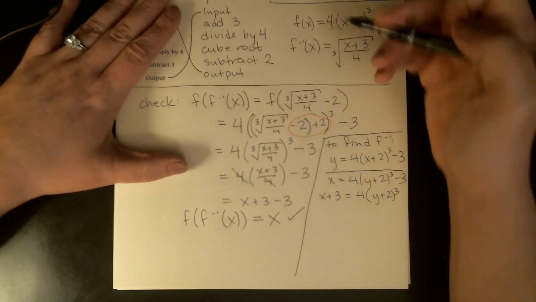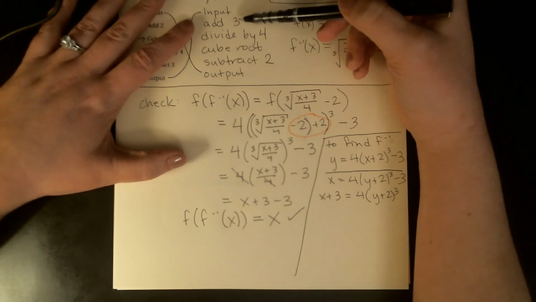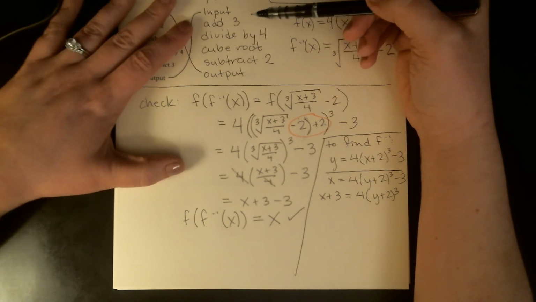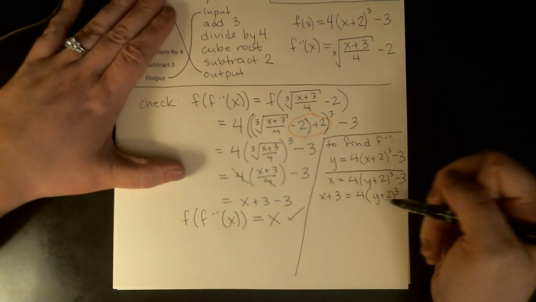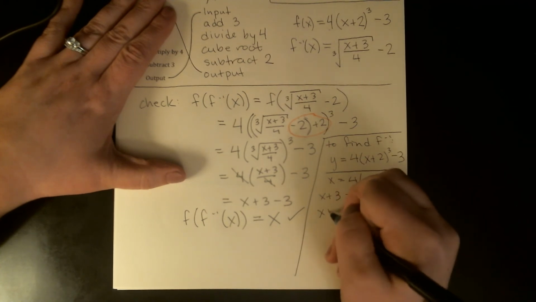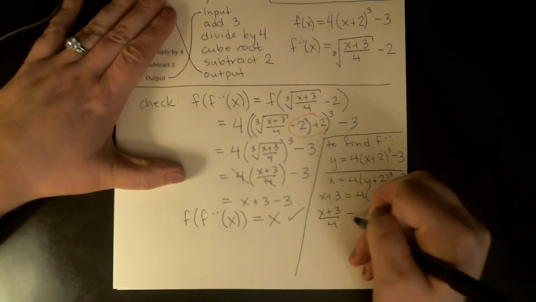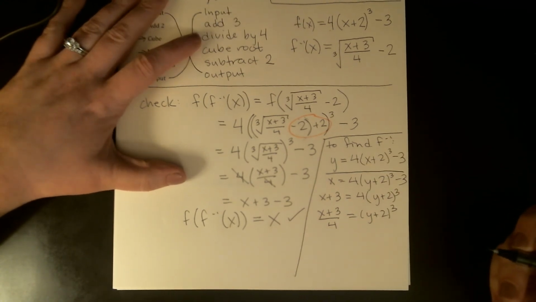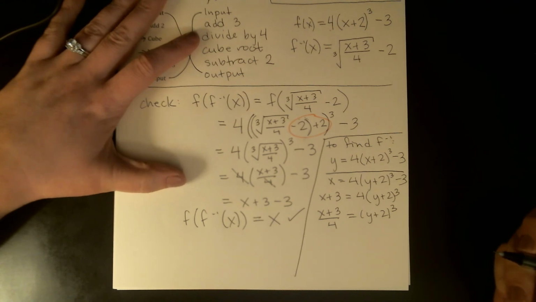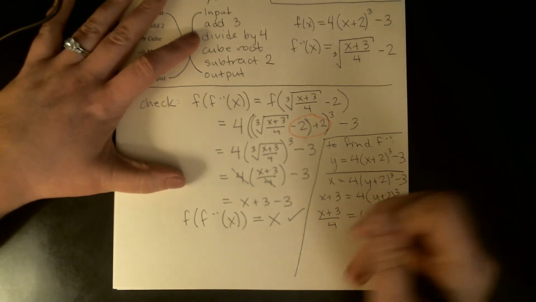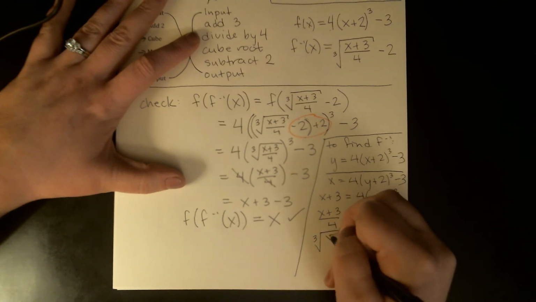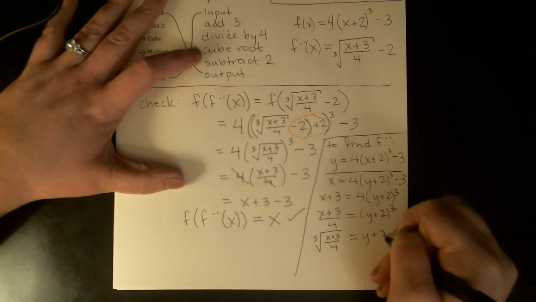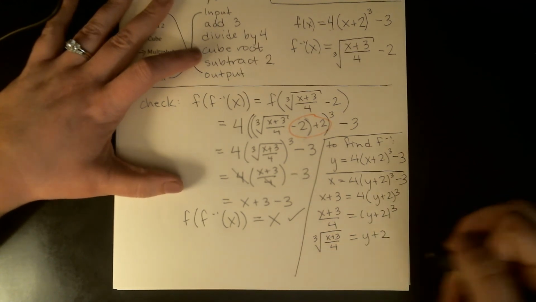Notice, is it still showing for you guys? Yeah, up here at the top, the first thing we said f inverse should do would be to add 3. The first thing we did when we solved was to add 3. The next thing I do to solve for y is to get rid of the 4. I do that by dividing. Divide both sides of the equation by 4. Again, if you look back up at our list, divide by 4 was the next thing on the list for f inverse. The next thing I would do to solve is to cube root, still matching up with my list up at the top. And the last thing I need to do is subtract 2.